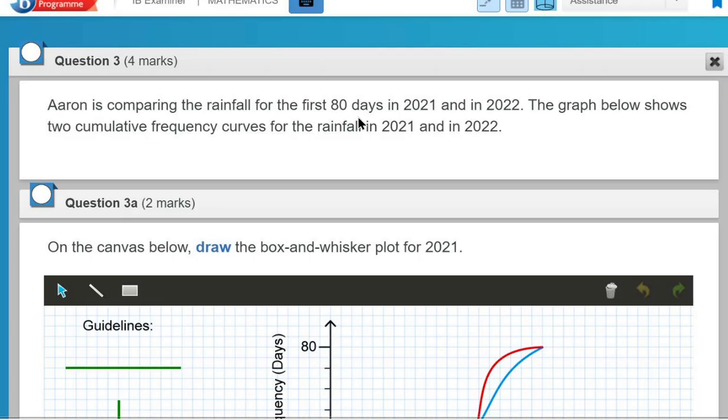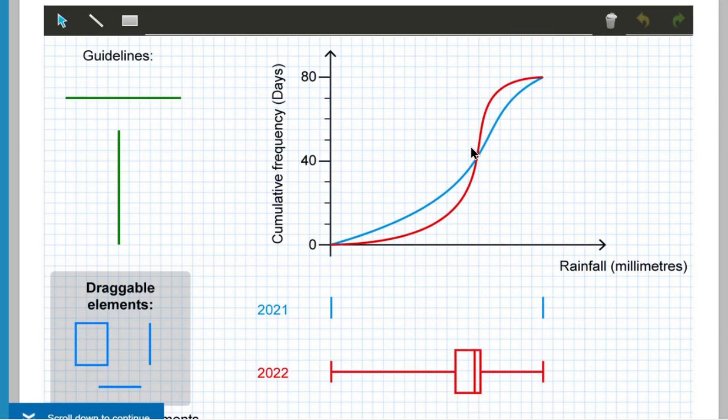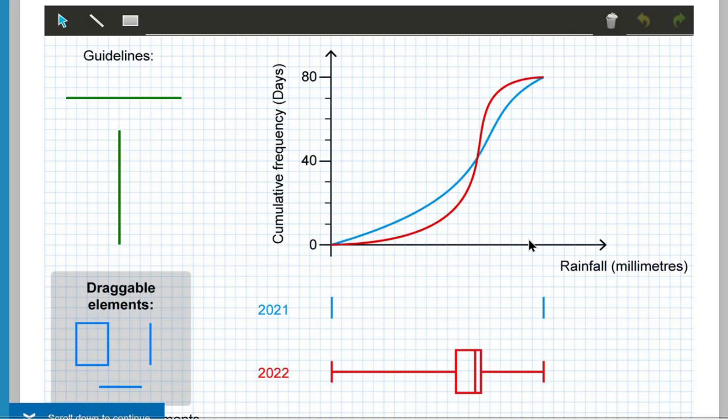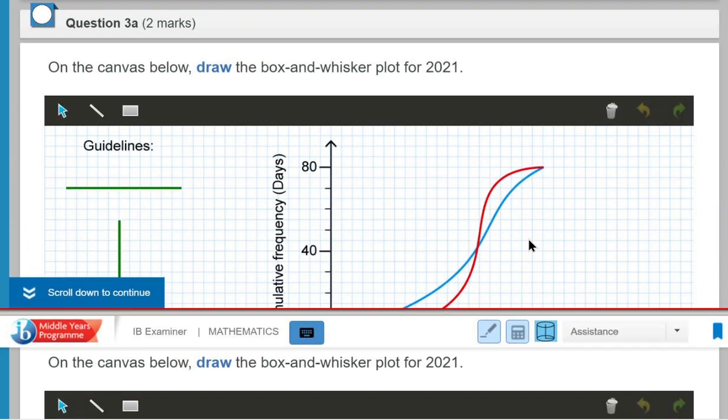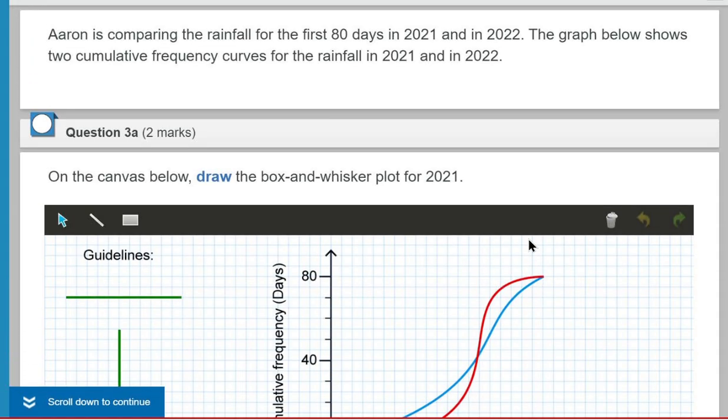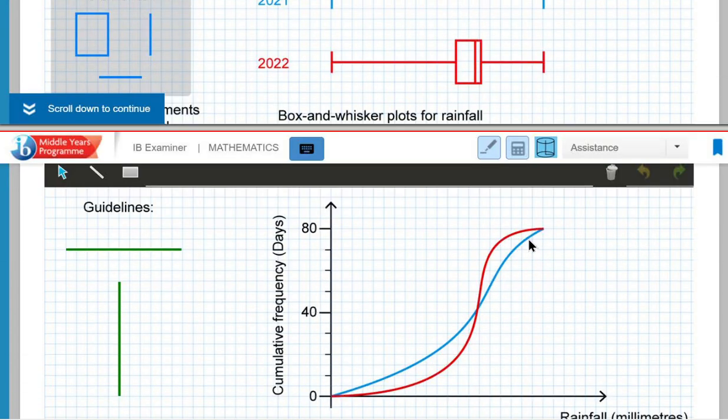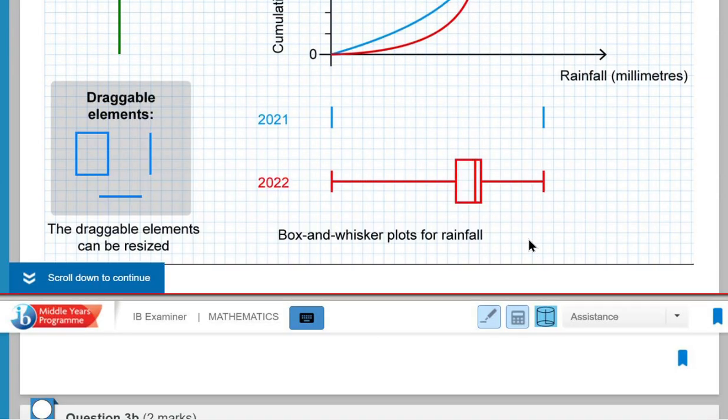Aaron is comparing the rainfall. Okay, that's not necessary. This is a good question. On the canvas below, draw the box and whisker plot for 2021. Do we have some more information? No.